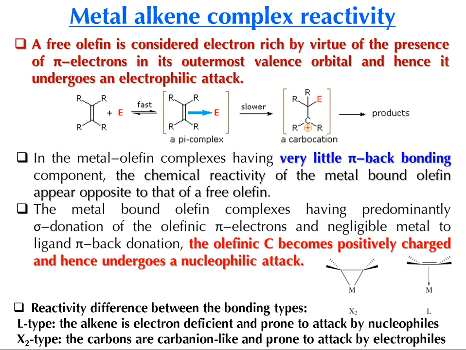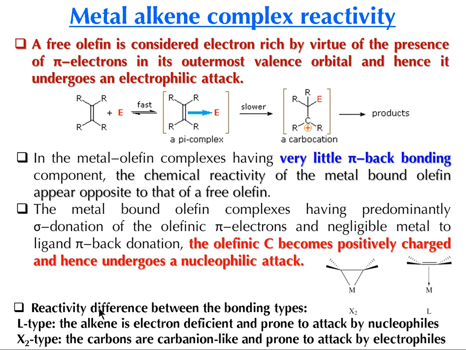So we have two types of metal alkene. We have the L type, where the back donation from M to alkene is poor, and we have the X2 type that forms the metallocycle, where the back donation from M to alkene is great. In the L type, we have very little pi back bonding. So the metal-bound olefin complex has predominantly sigma donation of the olefinic pi electrons and negligible metal pi back donation. The carbon of the alkene becomes positively charged and therefore undergoes nucleophilic attack, which is the inverse of the reactivity of the free olefin.